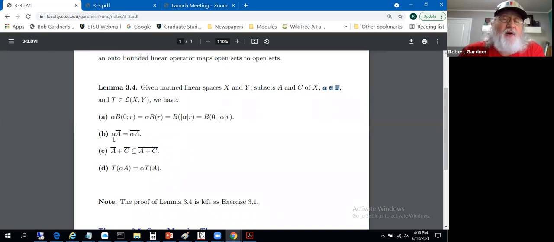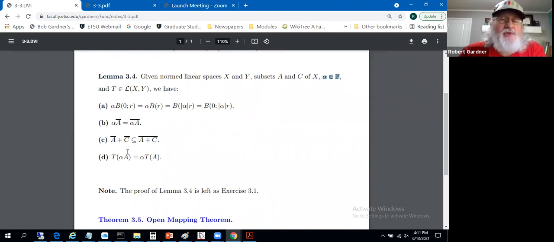Secondly, if we take alpha times the closure of a set, all these things are defined. We've defined what it means to multiply a set of vectors by a scalar. It means to multiply every vector in that set by that scalar. Alpha times the closure of set A is the same as the closure of the set alpha A. The closure of A plus the closure of C is a subset of the closure of the set A plus C. In the real setting, we could get equality on this, but subset inclusion is the claim.